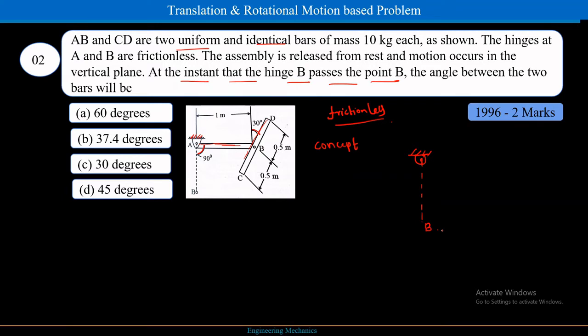So what is happening here is, suppose the assembly is released, it starts moving in this direction, still hinged here. This AB rod will start moving like this, and after attaining this position, AB is attaining this position. This is my point A and this is my point B. Here is another one. So what is the concept here is, there is no... one minute.